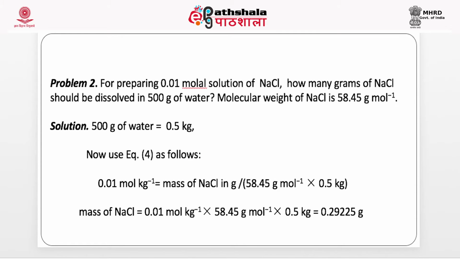Another problem. For preparing 0.01 molal solution of NaCl, how many gram of NaCl should be dissolved in 500 gram of water? Remember, the molality has to be calculated. So, 0.01 is the molality. Molality equals mass of NaCl in gram divided by molecular weight into mass of the solvent in kilogram. Remember, this is 500 gram. Convert it to kilogram, it is 0.5 kilogram. So, if you use this, you can get the answer. Remember, the conversion of gram into kilogram is very important.